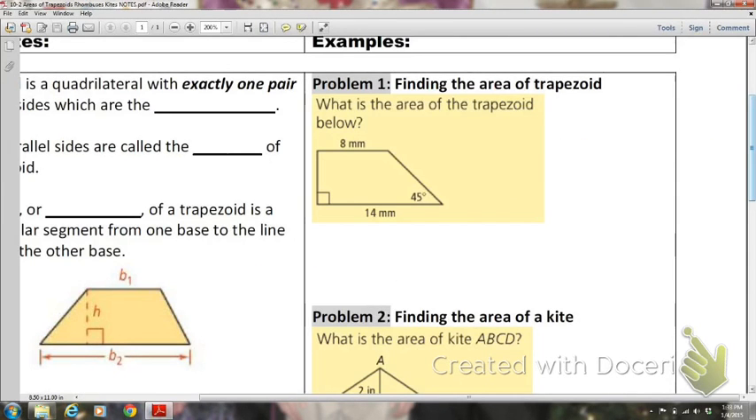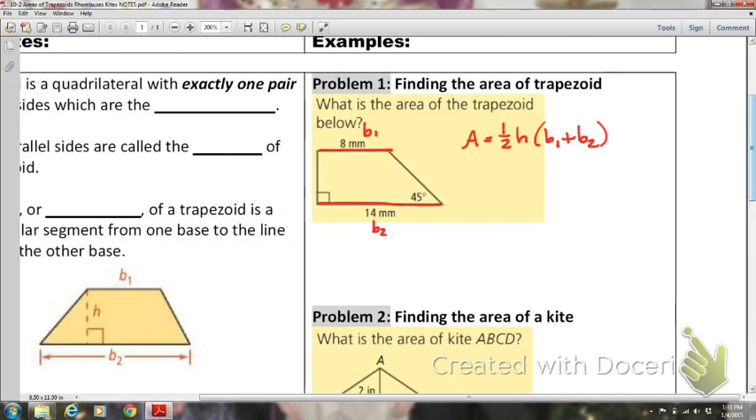In the first problem, you're finding the area of a trapezoid. So the bases are the two parallel sides. One base is 8 millimeters, and the other base is 14 millimeters. So we can say that this is base 1, this is base 2. We still need to know the height, because the area of the trapezoid is going to be half of the height times the sum of the bases. So you still need the height.